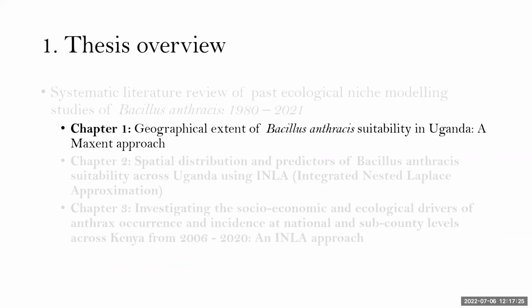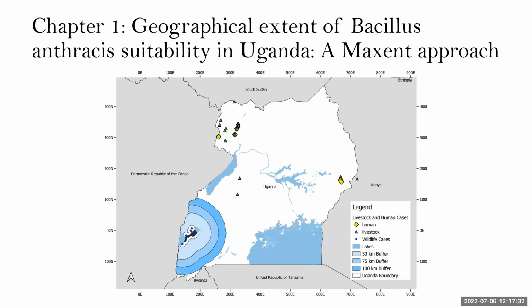So in my first chapter, I looked at the geographical extent of Bacillus anthracis suitability in Uganda using Maxent. The map above shows the distribution of anthrax case locations across Uganda. Navy blue circles show the wildlife cases, 294 of them, used for model calibration. And the green triangles show the livestock cases, and yellow diamonds here represent human cases. The blue polygons show the locations of the 50 kilometer, 75 kilometer, and 100 kilometer background buffers, which were constructed around the wildlife cases that were used to calibrate the model.